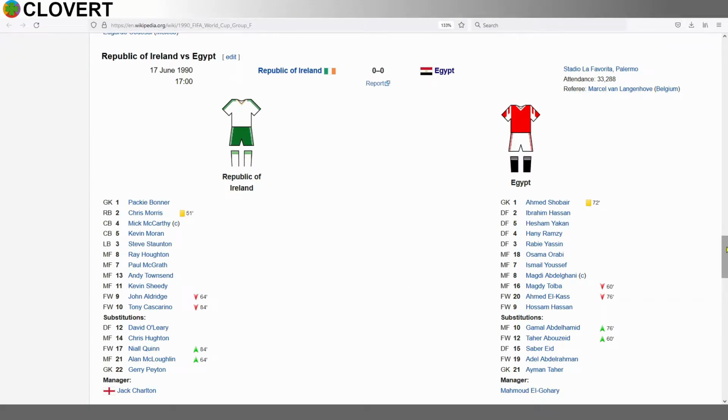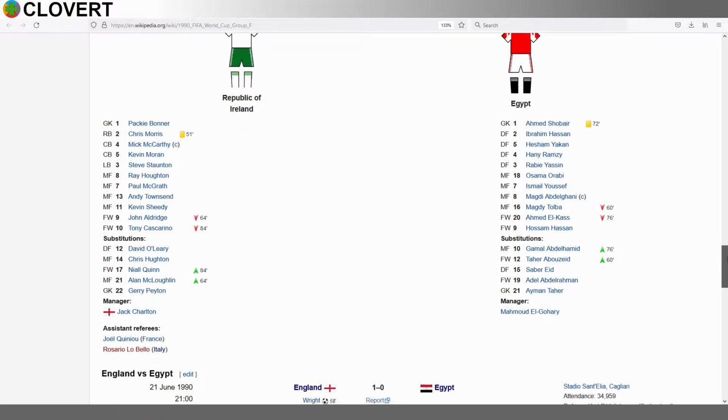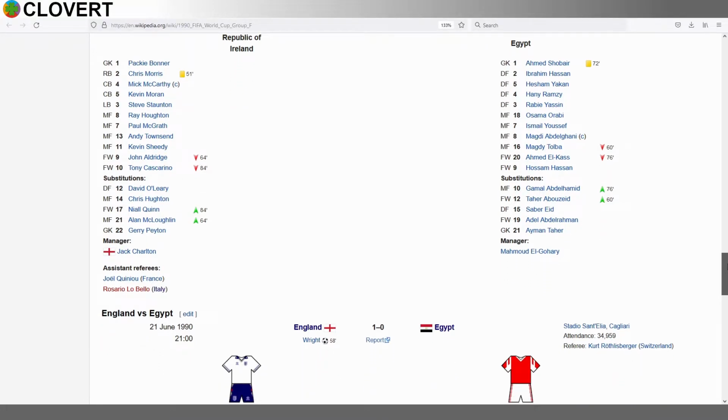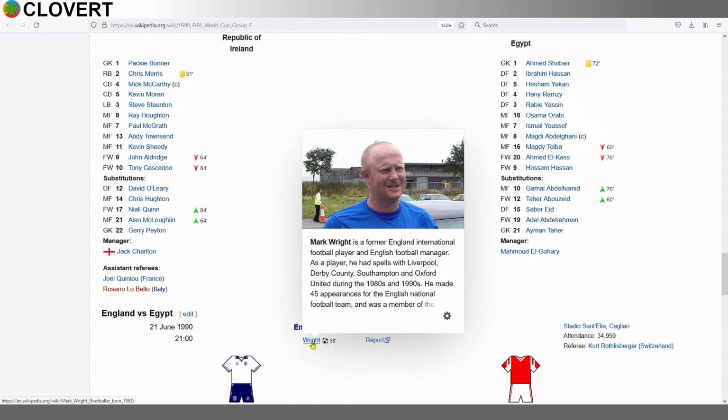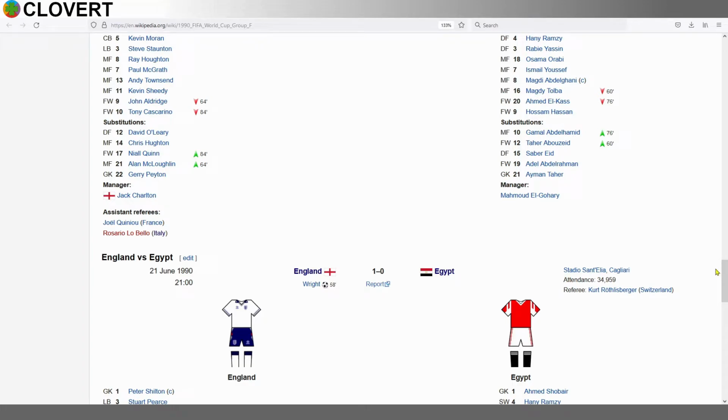These 2 games took place at the same time because of what happened in 1982 between West Germany and Austria. Let's see what happened. England beat Egypt 1-0. Wright scored for England after 58 minutes. So this is important. Mark Wright, English defender, I think he was centre back, scored for England after 58 minutes. So what that would mean is that England would go through and Egypt would be knocked out. But what about the other game? Ireland and the Netherlands. Well, let's see what happened.